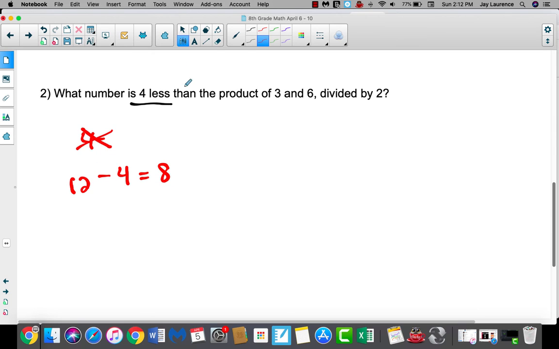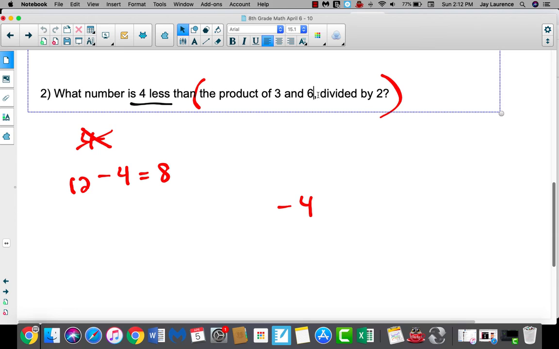Okay, so I'm going to take 4 away from something. I don't know what yet. I have to look. 4 less than right here. You know, I don't think that comma belongs in there. Let me see if I can get rid of that. I don't like that comma in there. I think that's changing my grammar.